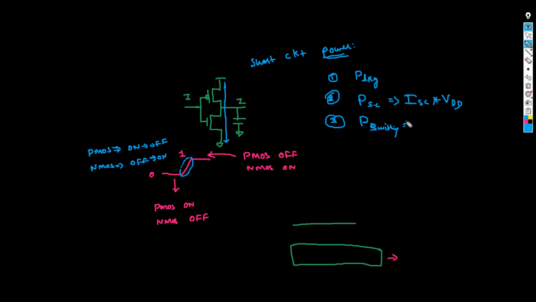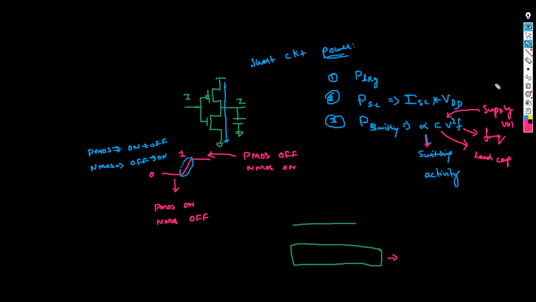Okay, now this is basically alpha C V squared F. Here, alpha is your switching activity, C is your load cap, F is your frequency, and V squared is your supply voltage.